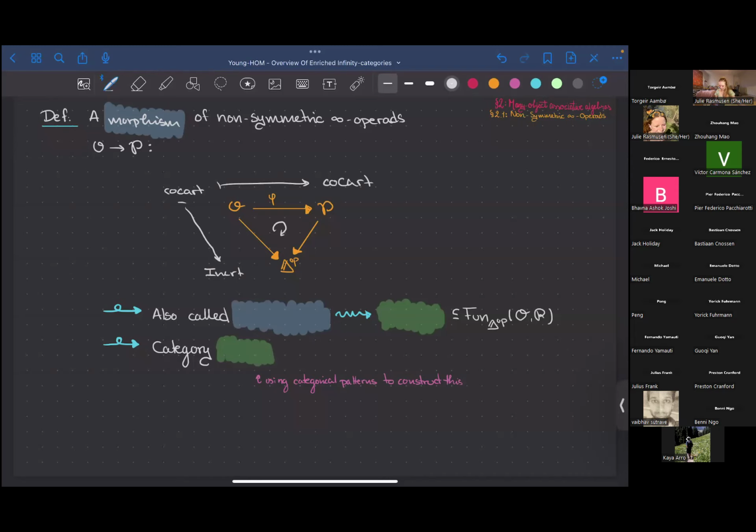This is also called an O-algebra, which leads us to define the subcategory of the functors from O to P lying over Delta^op that preserve these coCartesian lifts, and denote this by Alg_O(P). And by using categorical patterns, we can take these non-symmetric infinity operads and their morphisms and gather them into an infinity category.